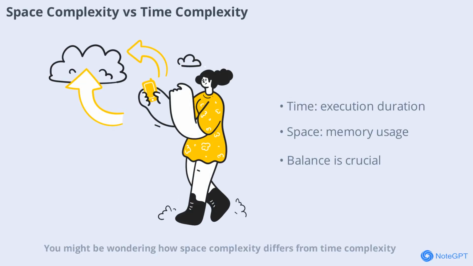You might be wondering how space complexity differs from time complexity. While time complexity measures how long an algorithm takes to run, space complexity focuses on the amount of memory it consumes. Sometimes, optimizing for speed can increase memory usage and vice versa. Striking the right balance between time and space is a key part of algorithm design, especially for resource-constrained environments.